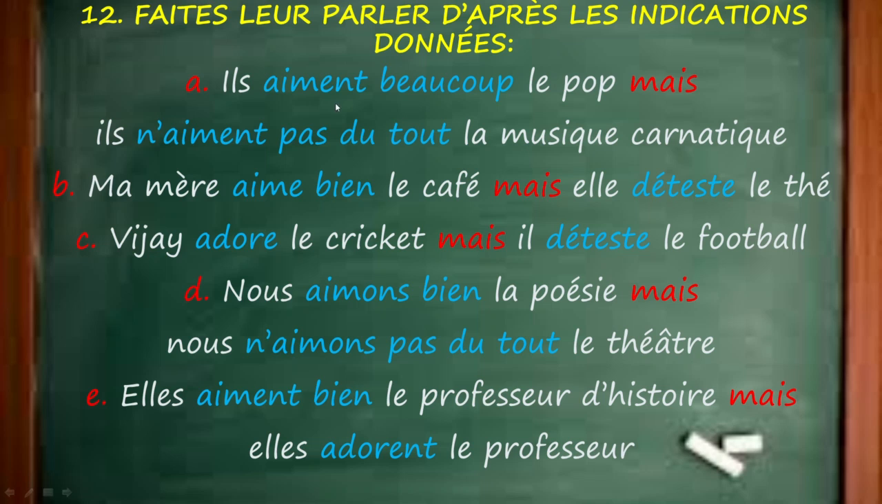Voilà. So ils aiment beaucoup le pop, mais il n'aime pas du tout la musique carnatique. Ma mère aime bien le café, mais elle déteste le thé. Vijay adore le cricket, mais il déteste le football. Nous aimons bien la poésie, mais nous n'aimons pas du tout le théâtre.